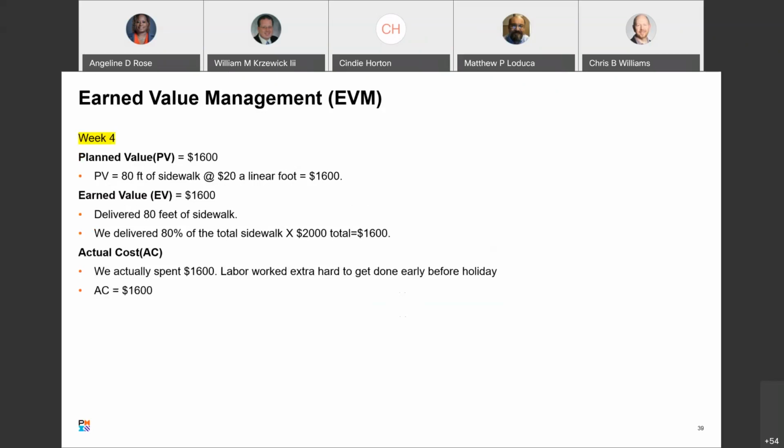Week 4, planned value is $1,600, 80 foot of sidewalk, $20 a linear foot. That's $1,600. How did we do? End of week 4, we're back on it. We delivered $1,600. We delivered 80 feet of sidewalk, 80% of the total $2,000 budget at completion. How do we do on actual cost? Look at this. We came in at $1,600. Labor worked extra hard to get done early before holiday. Boom. Now we are balanced, planned value, earned value, actual cost, all sitting at $1,600.